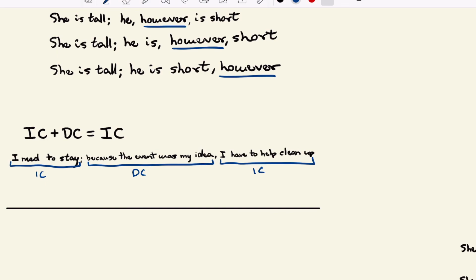This can be seen as three separate clauses, but it can also be seen as two independent clauses. Because when just looking at the dependent clause and second independent clause together, because the event was my idea, I have to help clean up, it becomes an independent clause. And so the structure of the whole sentence is independent clause and independent clause.